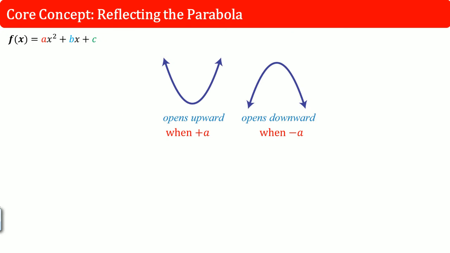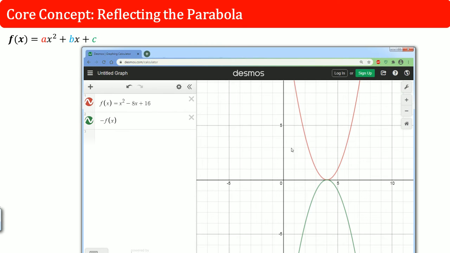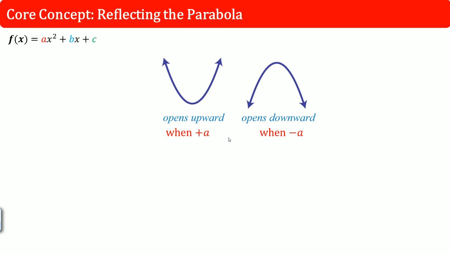This leads us to our core concept of reflecting the parabola. This A term that we made negative flipped the parabola. So there are two things a parabola can do. It can open upwards or it can open downwards. It opens upwards when that A value is positive. So when you're positive, you smile. That's the way you want to think about that. And in that case, it has a minimum. A minimum's right here, and it refers to the lowest point.